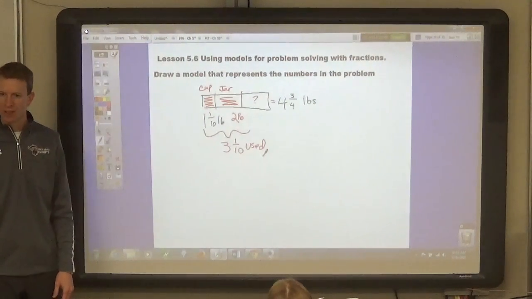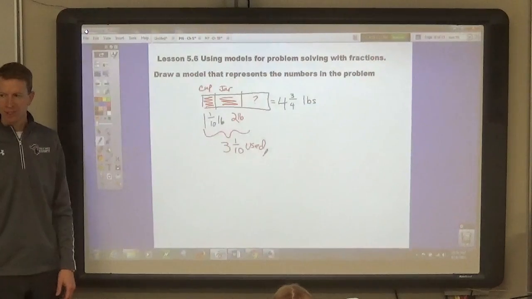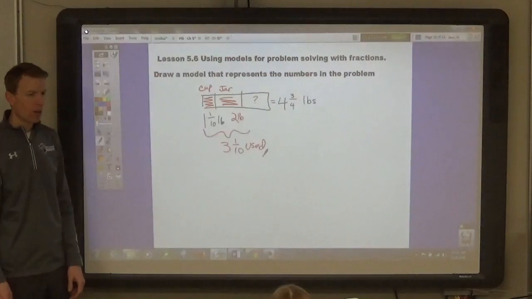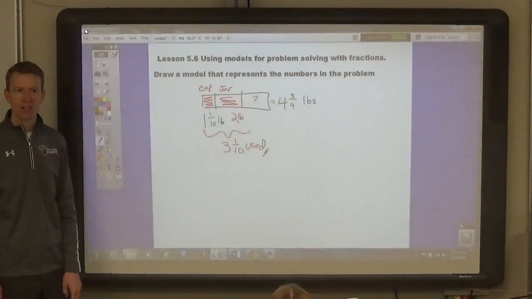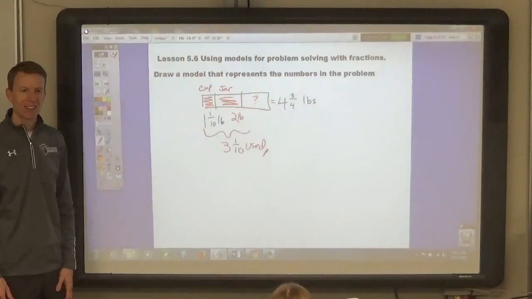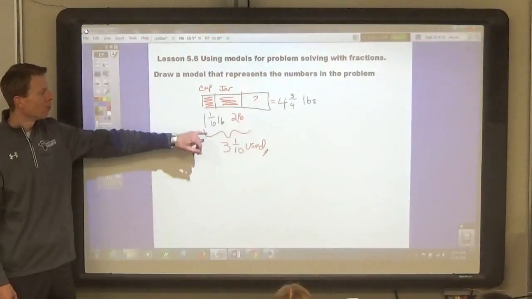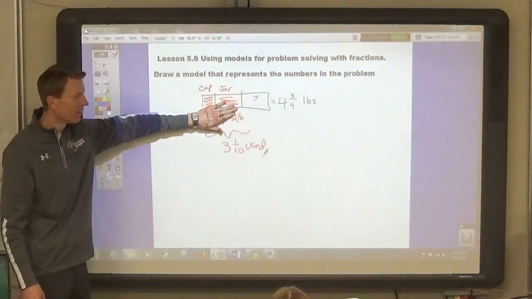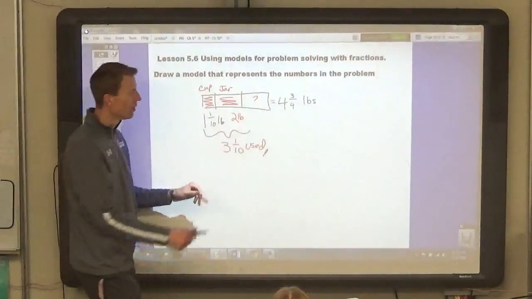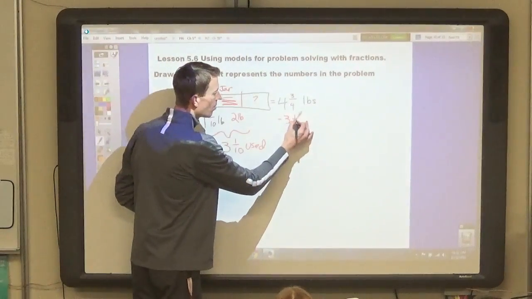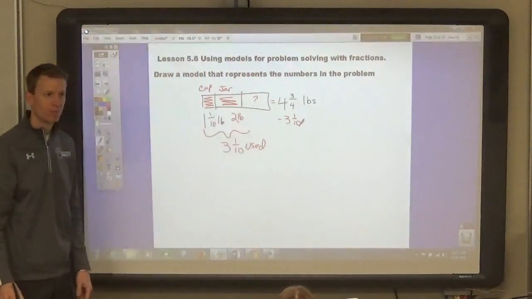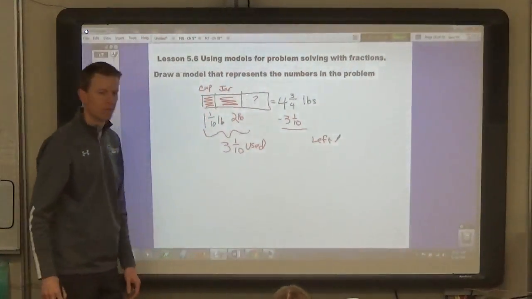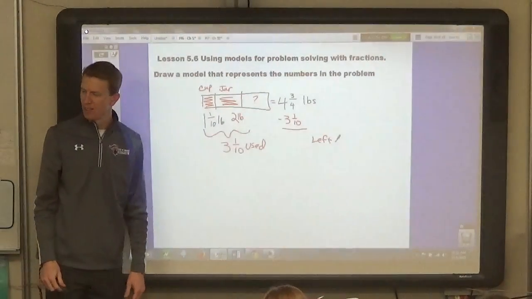Right? Does everybody see that? And how much is the remaining amount? How would you find that? Wouldn't you take this away? Yeah. Take this part away. So we'd subtract 3 1/10 to get what was left. Okay, now we get it. Doesn't that make sense? Yes.